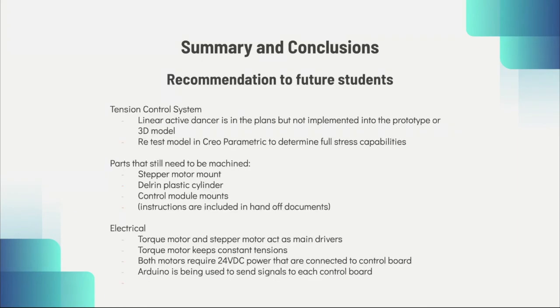For the group after us, we left the entire tension control system. We have the plans and the research and the handover files for the potential implementation of a linear active dancer, but we were unable to order the parts or even add them to the CAD drawings. Some of the parts that we have still need to be machined, including the stepper motor mount, the Delrin plastic cylinder, and control module mounts.